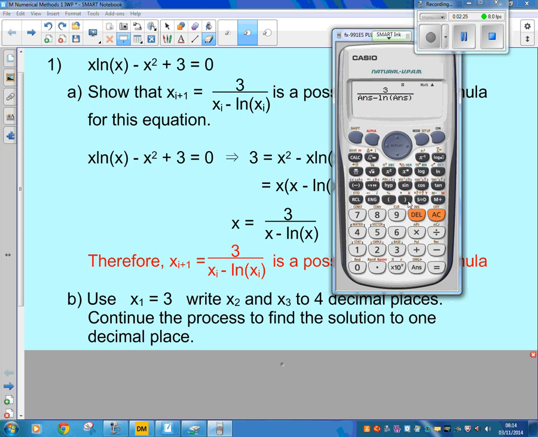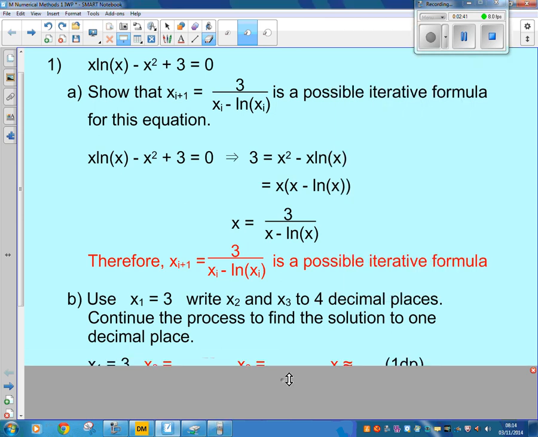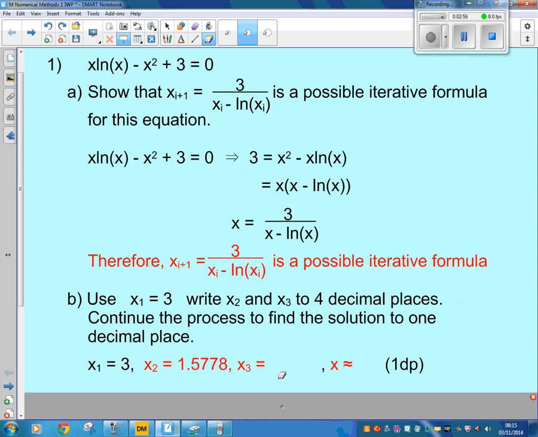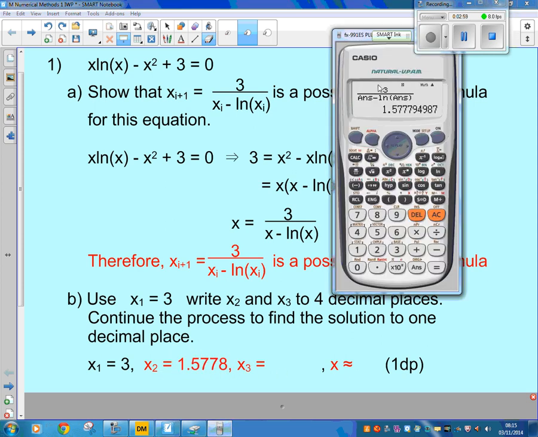Let's close those brackets off. So you'll see 3 over Ans minus ln Ans. Now, because I started off as 3, it's going to replace Ans first of all by 3. So if I press equals now, it replaces Ans by 3. Okay, got rid of that straight away. And it tells me 1.57, I need it to 4 decimal places, so 1.5778 is my x2 value. But now it's going to take that answer and do the same thing again.